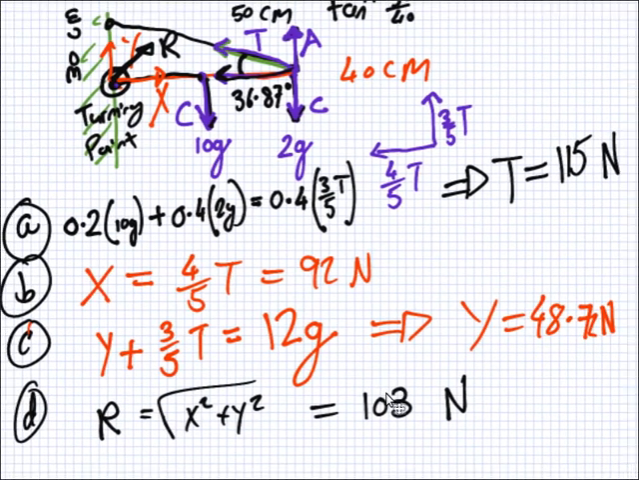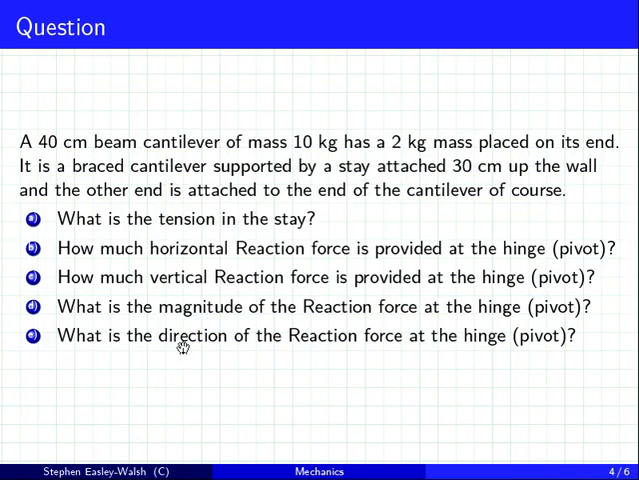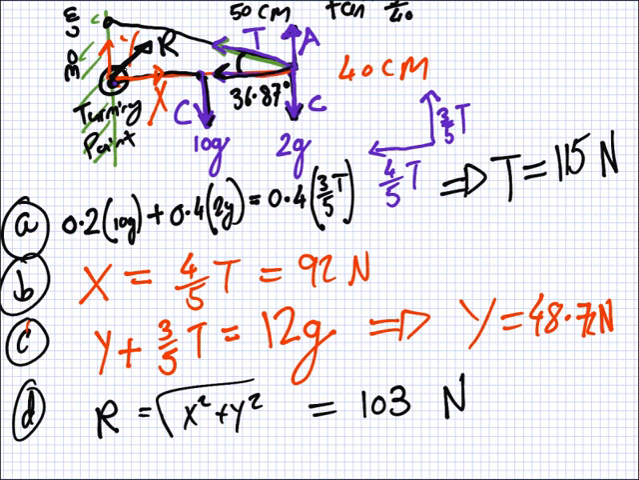Okay. Lastly, what is the direction here? So lastly, I want this angle. How do I get this angle? Tan inverse of what? Yeah, tan inverse of Y over X. What will that equal? 27.9 degrees.